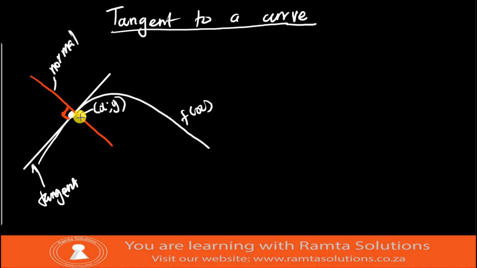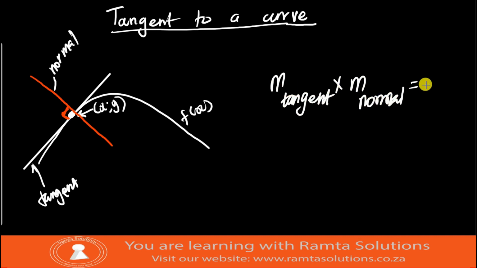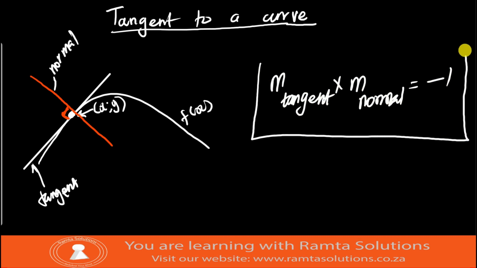So if you were asked to calculate the gradient of a normal given the gradient of a tangent, you will use this formula here. You will say gradient of a tangent multiplied by gradient of a normal. The product of these two is equal to -1.